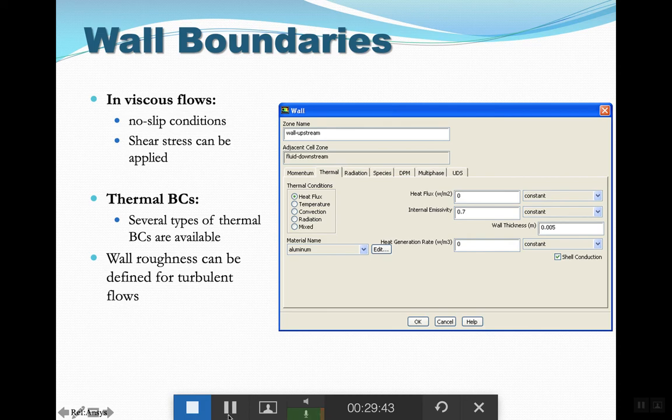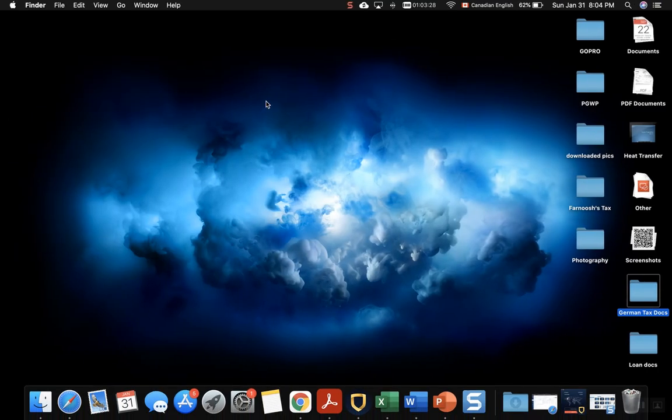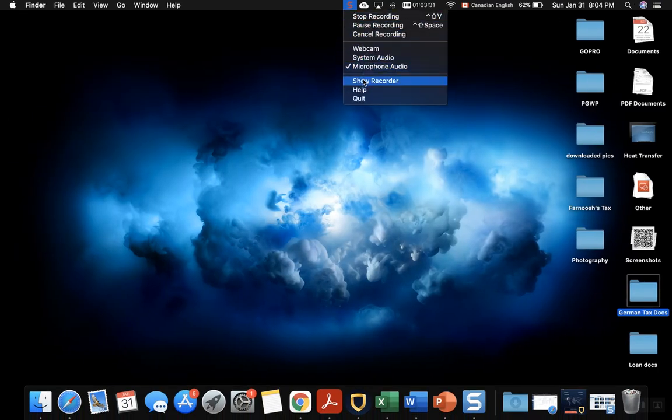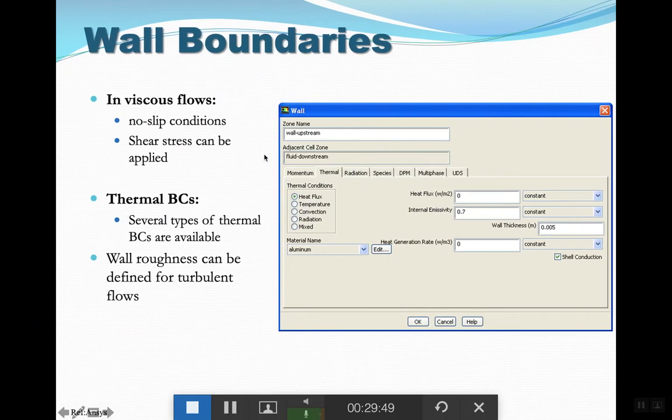The three cases are, first, the no-slip condition, which means the velocity of the flow on the wall is 0. That's a common wall. That's the most common way of defining a wall. So the velocity of the flow on the wall is 0. That is one side of the extreme.